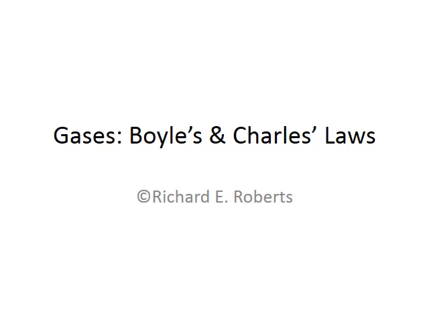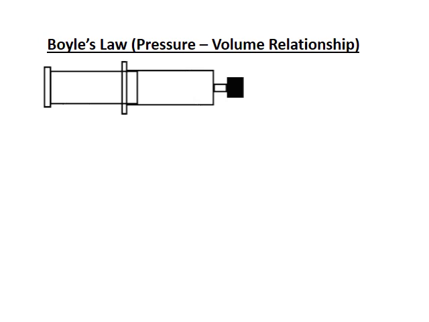We're going to talk now about some of the relationships that were noticed by several famous scientists in terms of the relationship between the measurable quantities for gases. So, for instance, pressure and volume, or volume and temperature, and I think in another presentation I'll talk about pressure and temperature. So we're going to talk about Boyle's law here.